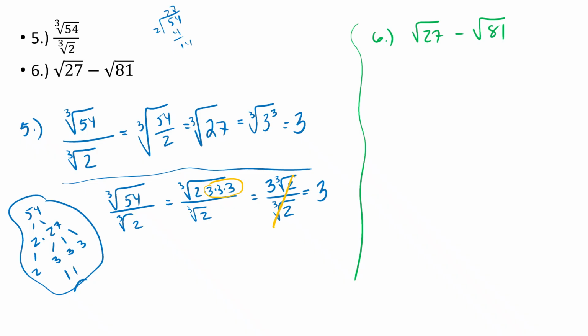So 27, we know factors into 9 times 3, and 9 factors into 3 times 3. So the factorization of 27 is 3 times 3 times 3, minus, we've got 81 factors into 9 times 9. Now, the square root of 81, hopefully, is 9.